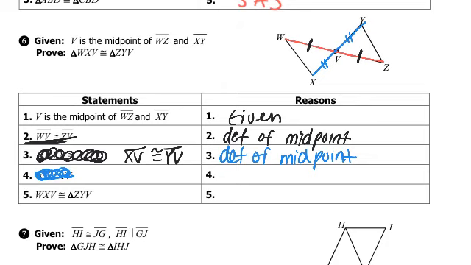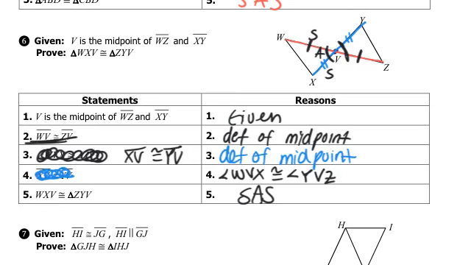And if I look at the red and the blue lines, I made an X. And so this angle is congruent to this angle by vertical angles. It's another thing that I can assume. So angle WVX is congruent to angle YVZ by vertical angles. I have 3 things marked. I have a side, an angle, and a side. So by side, angle, side, they're congruent.